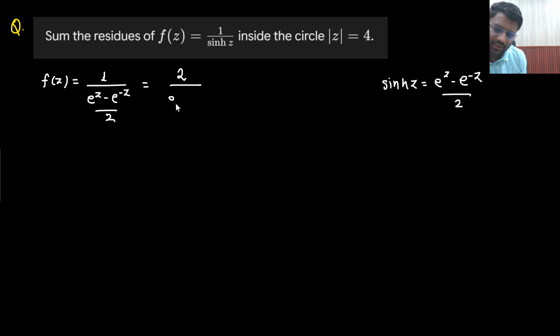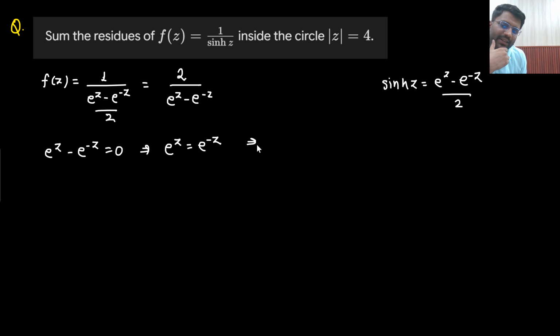This is how I would have changed it. Now, sir, what I need to do? I need to find out the singularity. Where will the singularity be? Singularity would be, sir, at this point, where the denominator equals 0. That means e to the power z equals e to the power minus z. That means, sir, z has to be equal to 0 only.